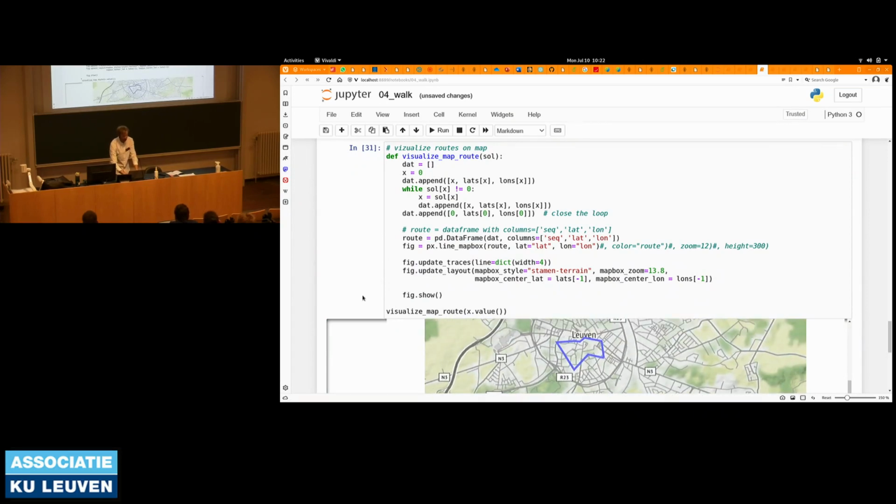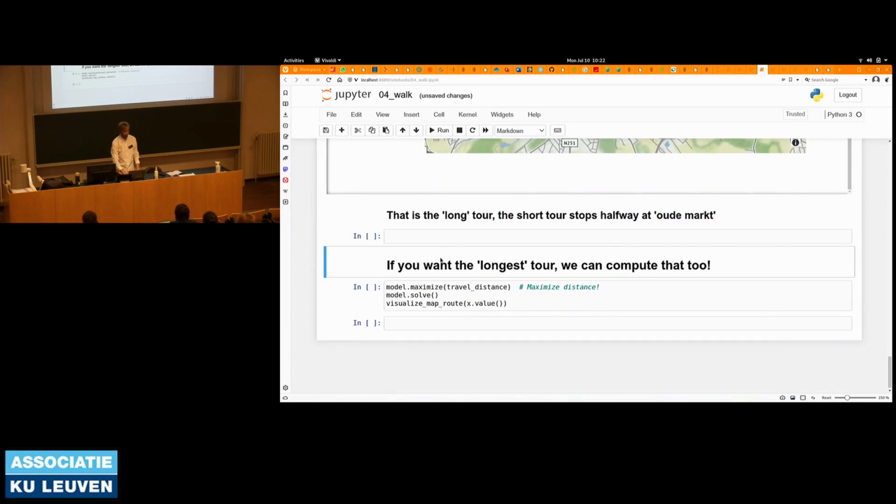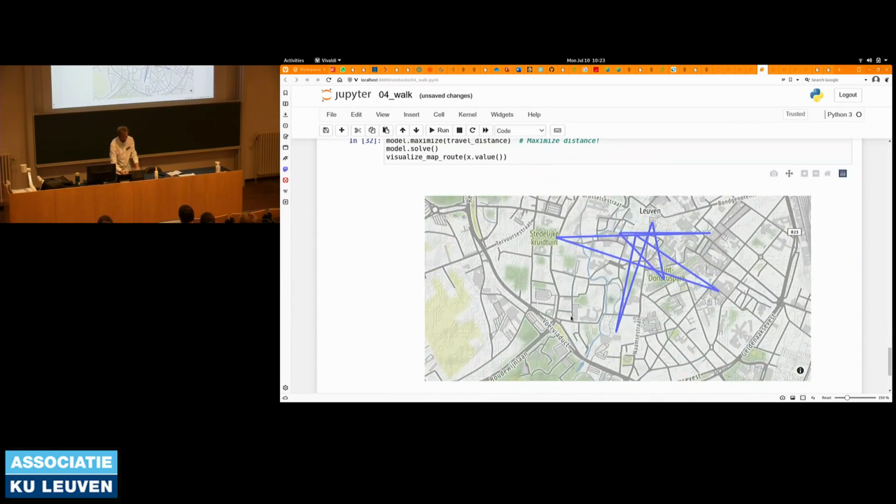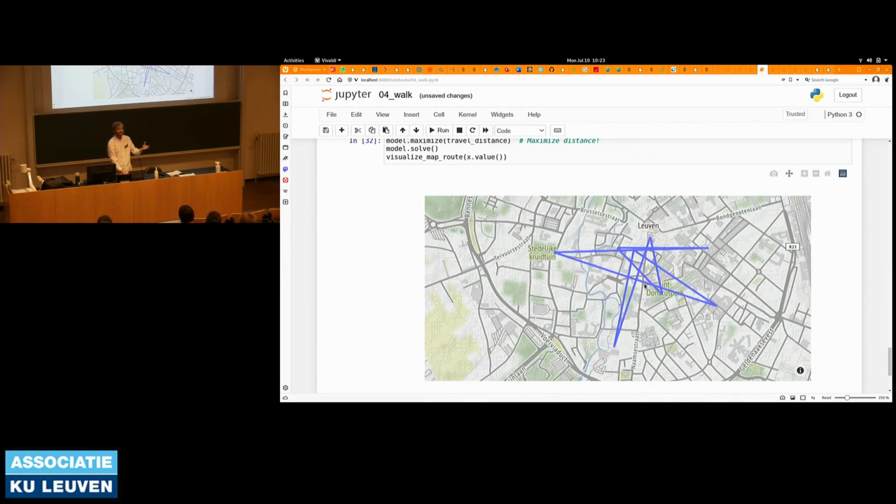Now, some of you might like to walk a lot, so instead of computing the shortest tour, we can also compute the longest tour, right? Instead of minimizing the travel distance, we will just maximize the travel distance. So if you want, you can take this tour, which will be the longest tour you can do for these points. But we will have a short and a long tour, but it's not going to be this one. Okay.